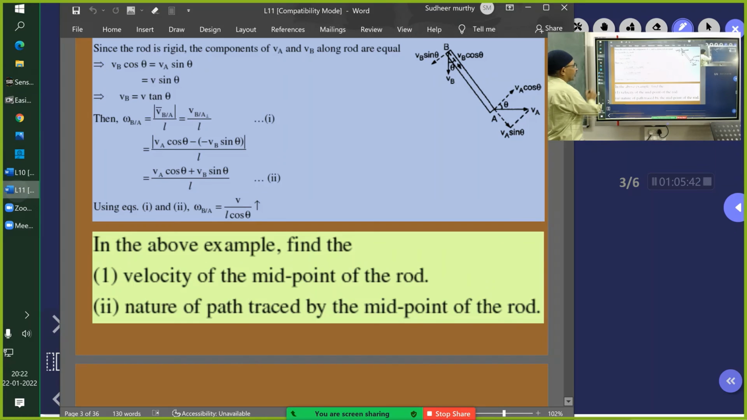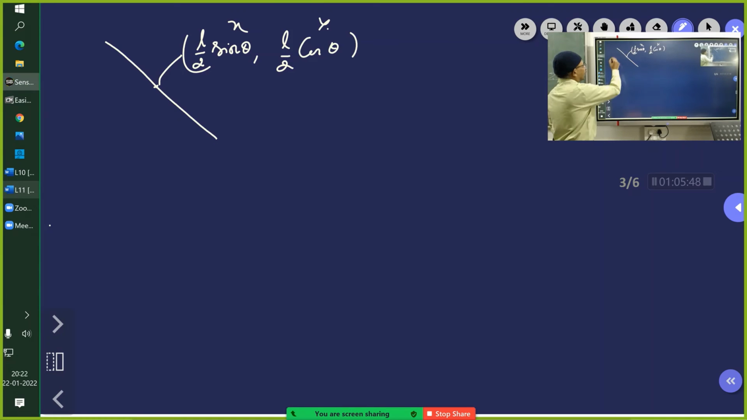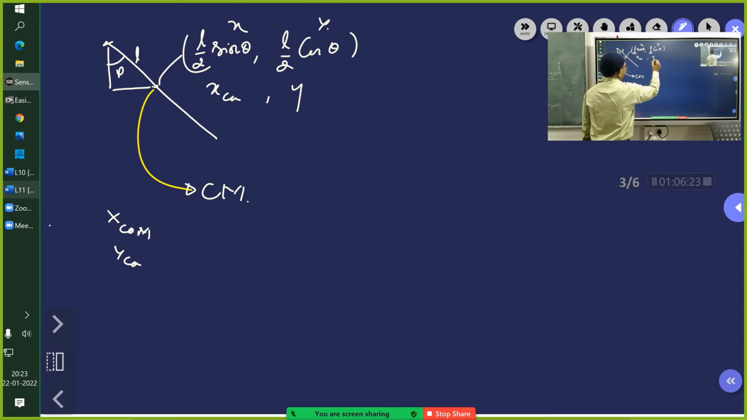So, the velocity of the midpoint of the rod. Now, what is this midpoint of the rod? If you take this rod, what is this midpoint? L by 2 cos theta, L by 2 sin theta. So this midpoint will also become the center of mass, no? Correct. So you have X COM and Y COM.